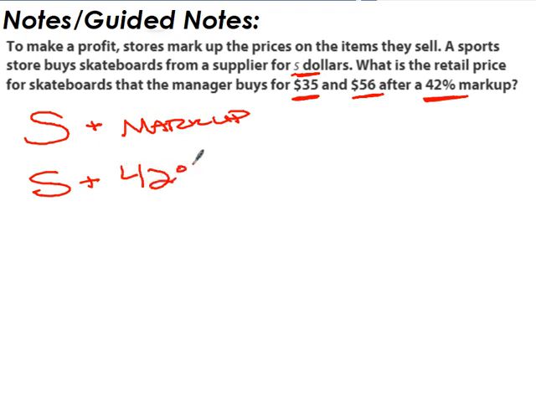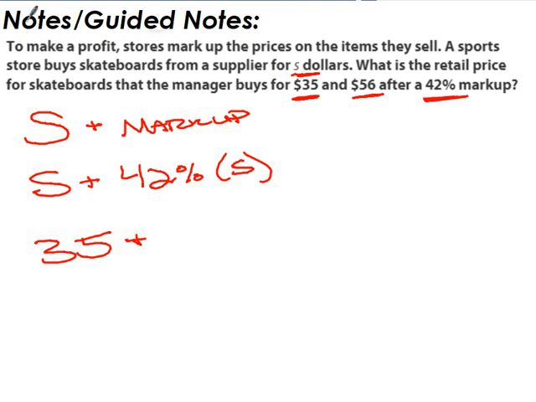So really, I'm taking 42% of the original price. And when we do 42% of a number, we're actually multiplying those two values by each other. So we take our original cost, we're adding whatever that markup is. That markup was 42%, so that's 42% of whatever the original cost was. So now we can replace in that 35. So if my original cost was $35, the manager is selling it for $35 plus whatever that 42% markup was.